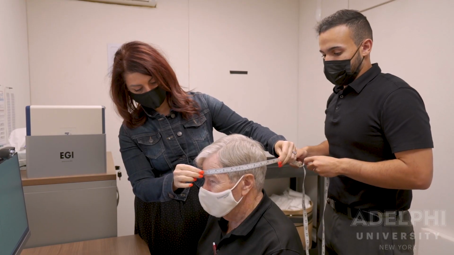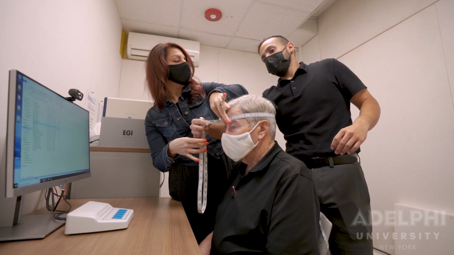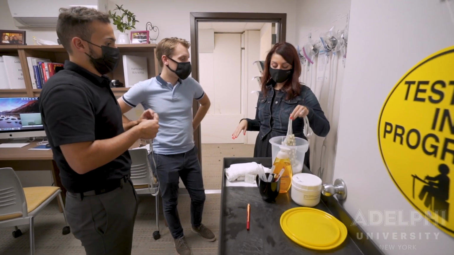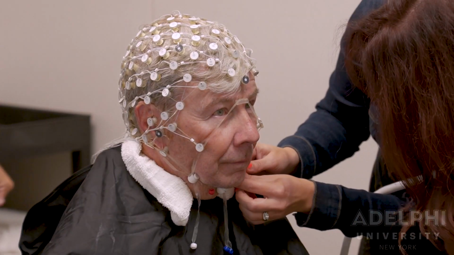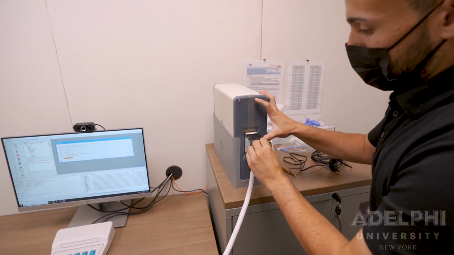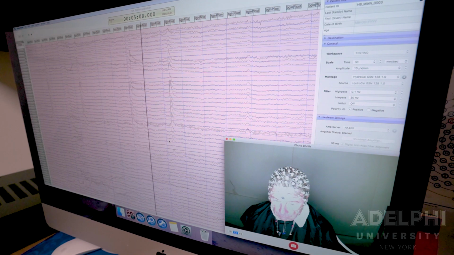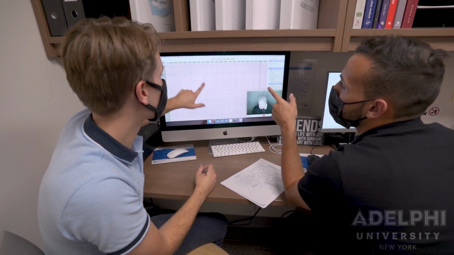When the participant comes into the lab, we measure the circumference of their head to find the appropriate size net, and then we soak the net in an electrolyte solution. Once the net is soaked, we will place it on the participant's head and we will connect it to our signal amplifier. The signal amplifier allows us to read the electrical activity coming from the brain into our data acquisition computer. We design experiments to elicit specific cognitive and neural processes.